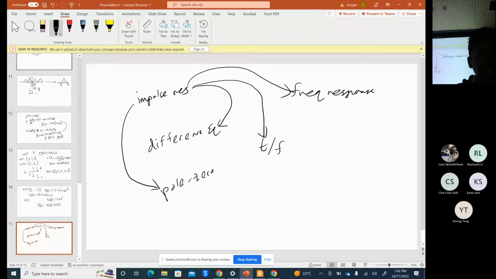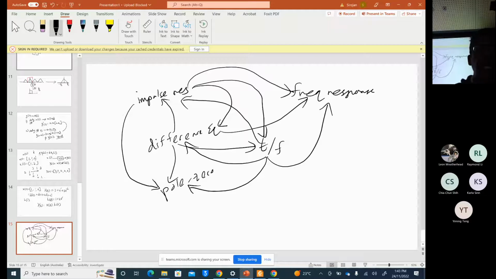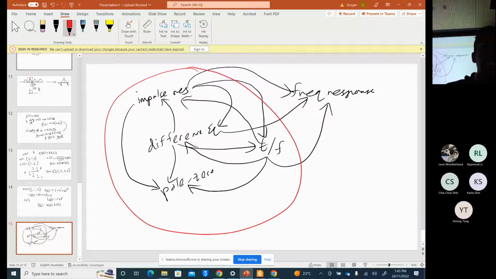Likewise, if you know the difference equation, you should know how to write the impulse response, the pole zero diagram, the transfer function, and how to get the frequency response. Even from the transfer function, you should be able to draw the pole zero diagram. If you are given one of these things, then you should be able to find all the other things. Okay, so I will just take one, the impulse response.